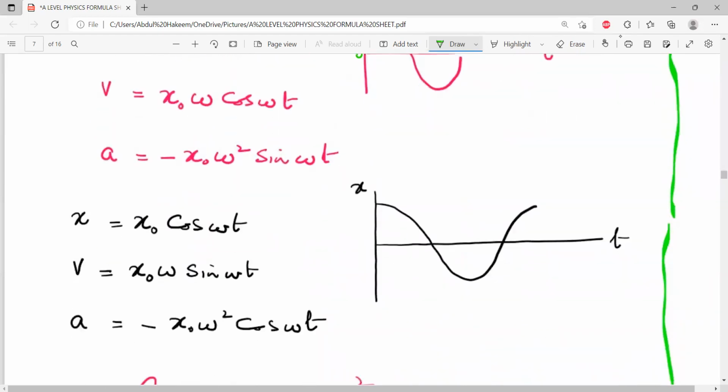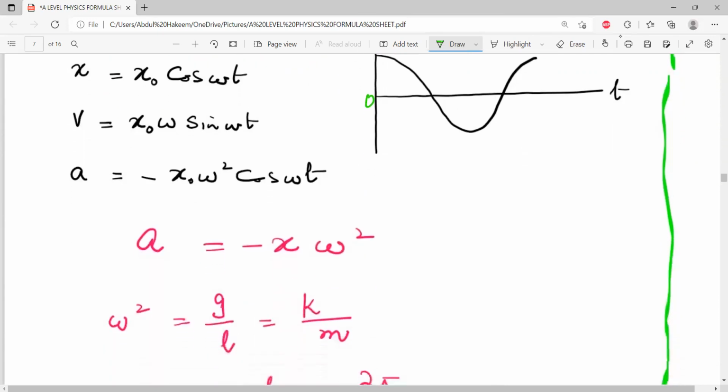But if the oscillation is started from the extreme position, not from the mean position, then the displacement x is equal to x naught cos omega t, v is equal to x naught omega sin omega t, a is equal to minus x naught omega square cos omega t. All these formulas are valid only if the system is undamped. There is no loss of energy.